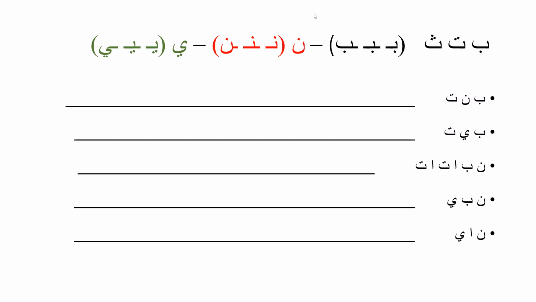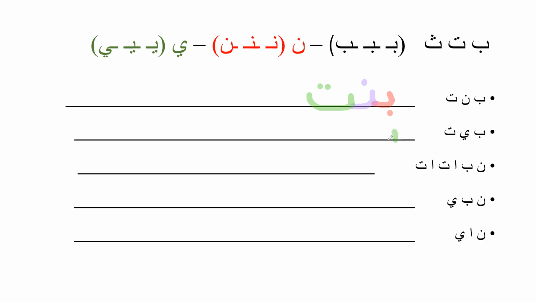See, here are my examples. So the first word, ba, noon, ta. Here is my ba. Here is my noon. And here is my ta in the end. Bint. Bint means a girl.